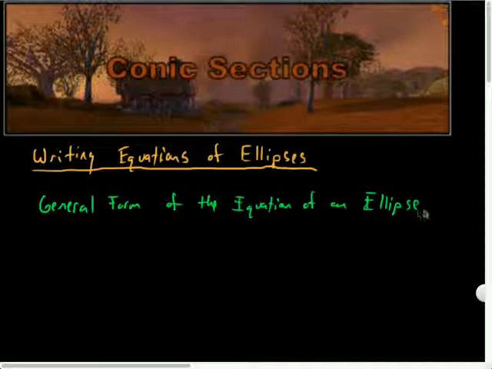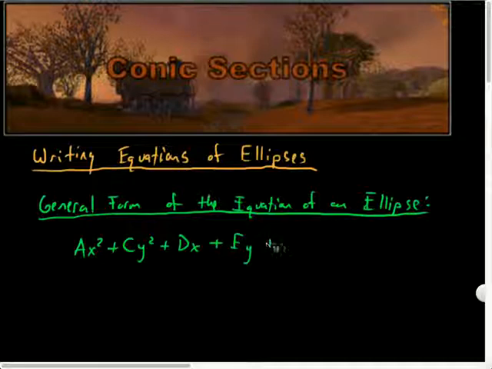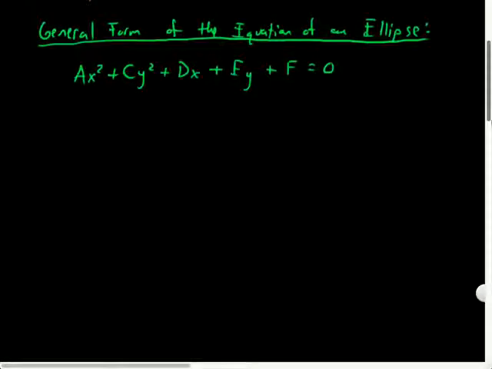And this is going to have some similarities to the equation of a circle that you've seen before. So this is the idea. It's going to have Ax squared plus Cy squared plus Dx plus Ey plus F equals 0. You might wonder where that capital B went, but it's intentionally not there for now. And so this is the general form of the equation of an ellipse.